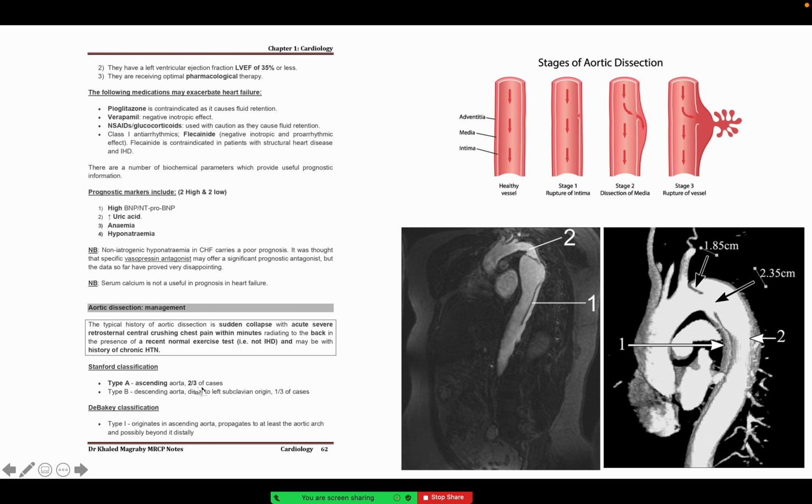So, as I was telling you, in aortic dissection the blood will enter the tunica media of the aorta by rupturing the tunica intima, and when it appears in the tunica media, it may rupture and bleeding may occur from this side.